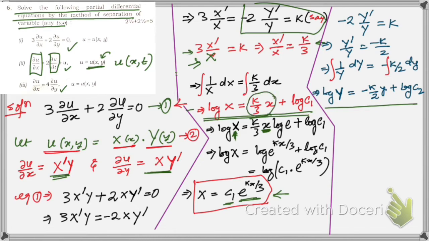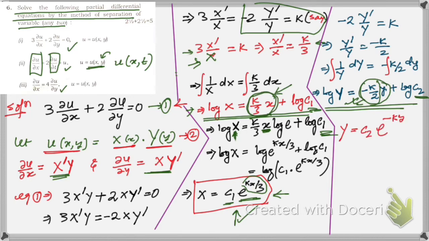So if you compare this result with this one, instead of this value here we have minus k by 2, and instead of c1 we have c2. So that's why we can write capital Y is equal to c2 into e to the power minus ky by 2, using the same pattern. So we have got capital X and capital Y.